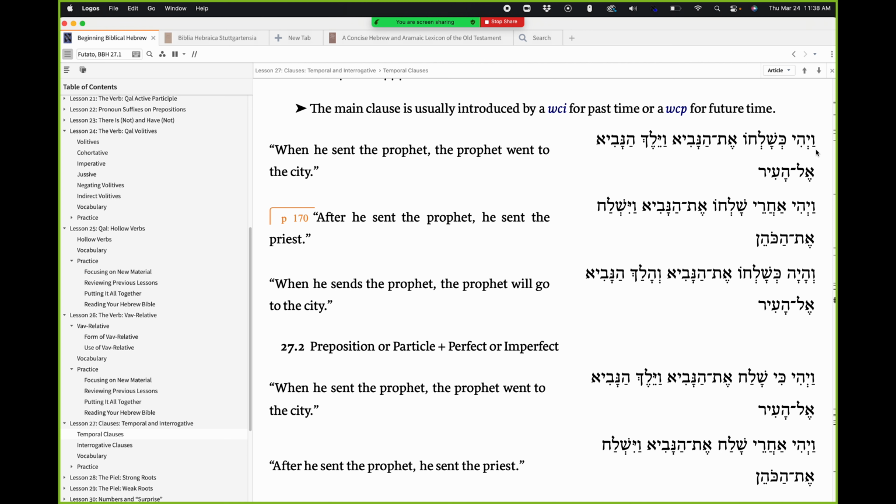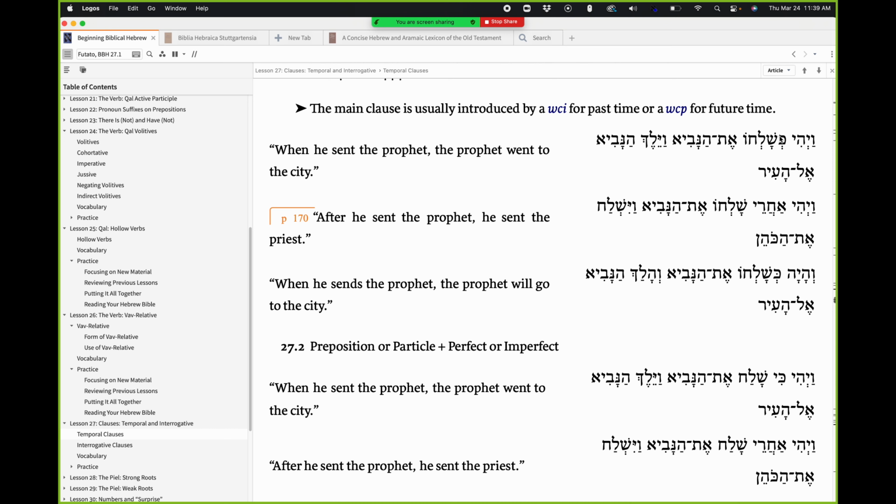So he just ignores vayahi. I mean, he lets vayahi set the timing of this. So it is when he sent the prophet, but he doesn't say, "and it happened when he sent the prophet." He just says, "when he sent the prophet, he went to the city." That's an important thing to pick up on, because if you translate these two clauses as independent clauses in English, they're going to be redundant. They're not going to make a lot of sense.